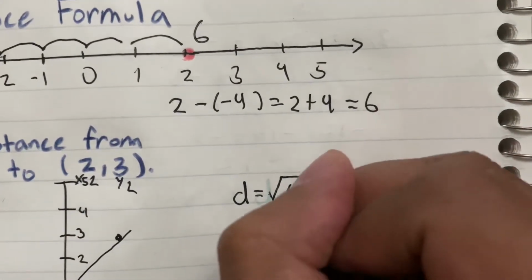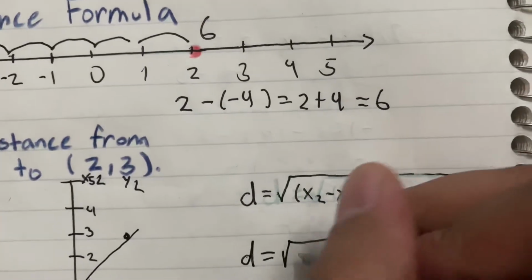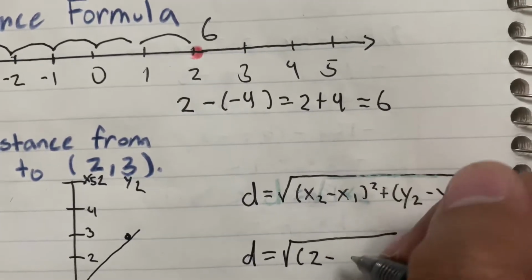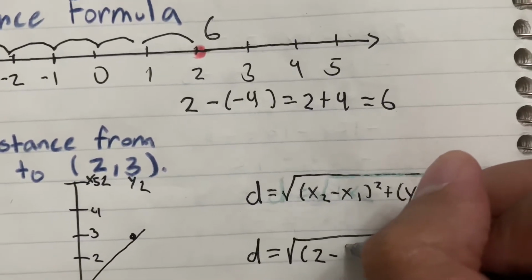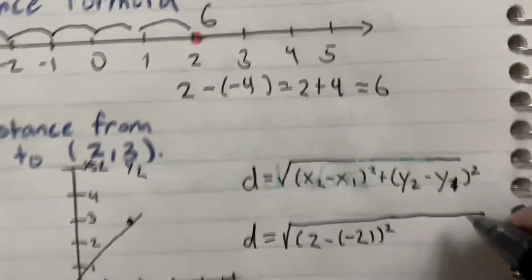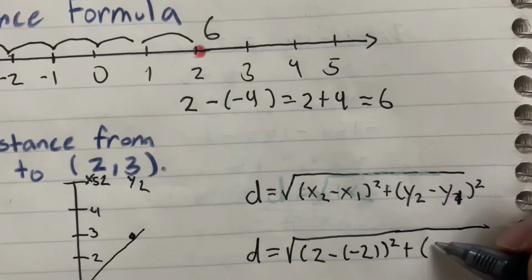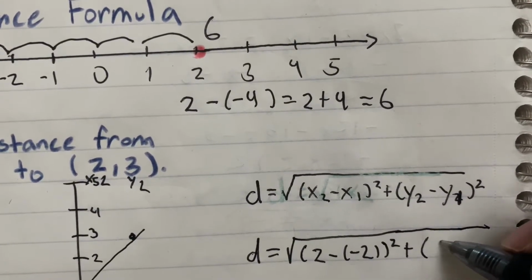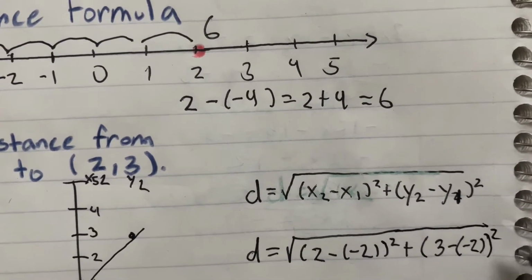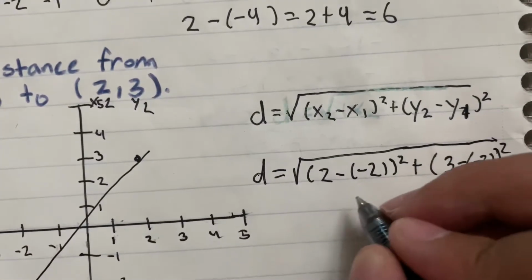So we see it's D equals the square root of, and I labeled x2 as 2. And then we minus x1, which is -2, so we put -2. And then we square that, and then add parentheses y2, which is 3 minus -2, squared. All right, and from there, we just do some algebra.